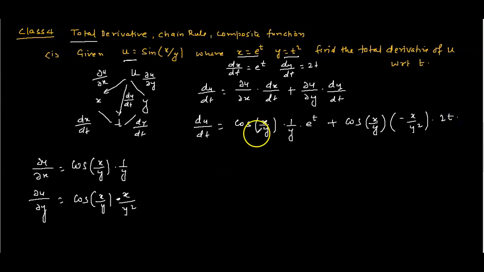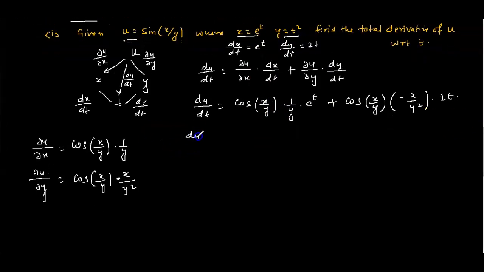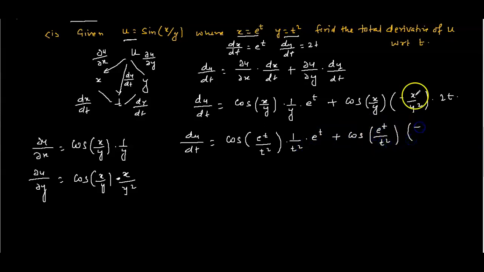Okay, so now you can put in the values of x and y, which are given in the form of a composite function, in parametric form. So we can write du by dt is equal to cos of, x value is e to the power of t and y value is t square, into 1 upon t square, e to the power of t, plus cos of e to the power of t by t square, minus x value e to the power of t and y value y square, so t square becomes t to the power of 4, times 2t.